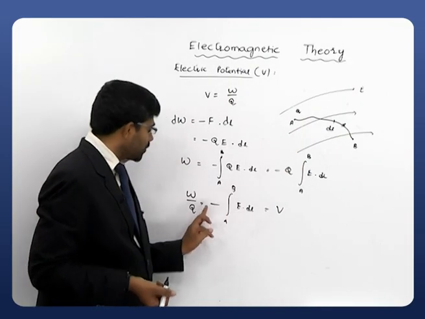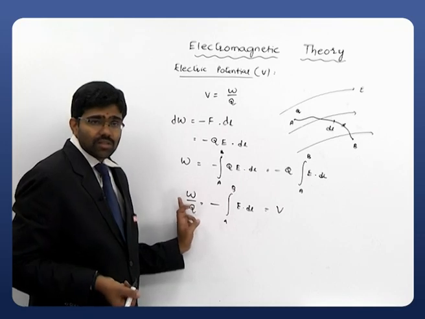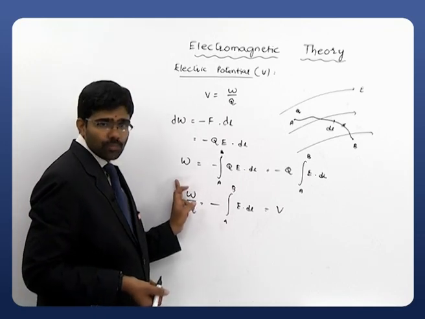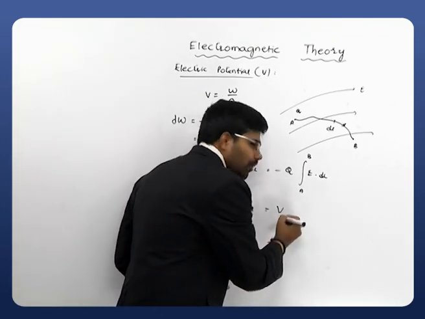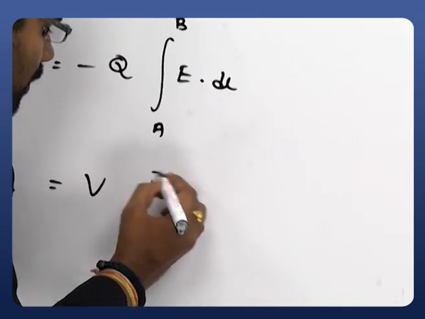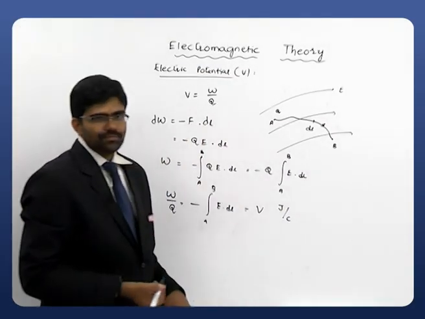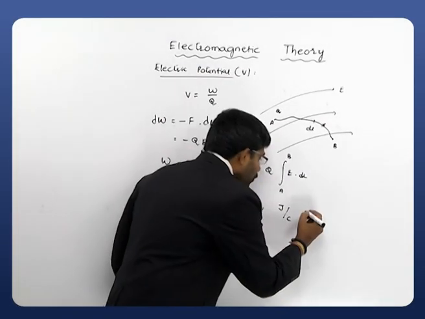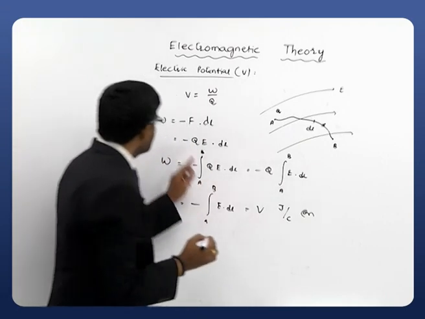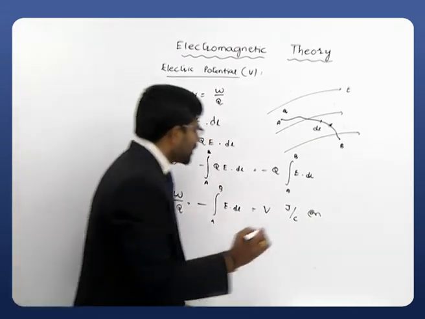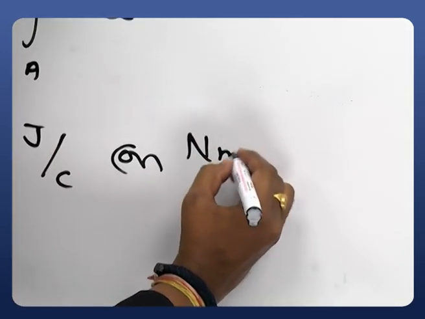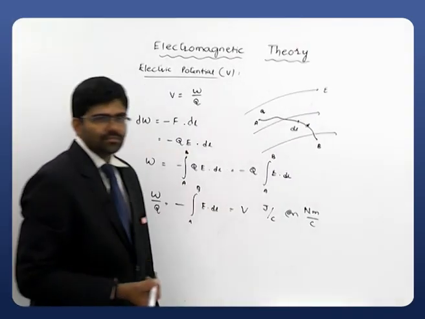Now what are the units of this potential? From the basic definition, what are the units of work done? Joule. And what are the units of charge? Coulomb. So the potential can be represented as joule per coulomb. Or one more, Newton meter: work done is force into displacement, force in Newton, displacement in meter, so that is Newton meter per coulomb.